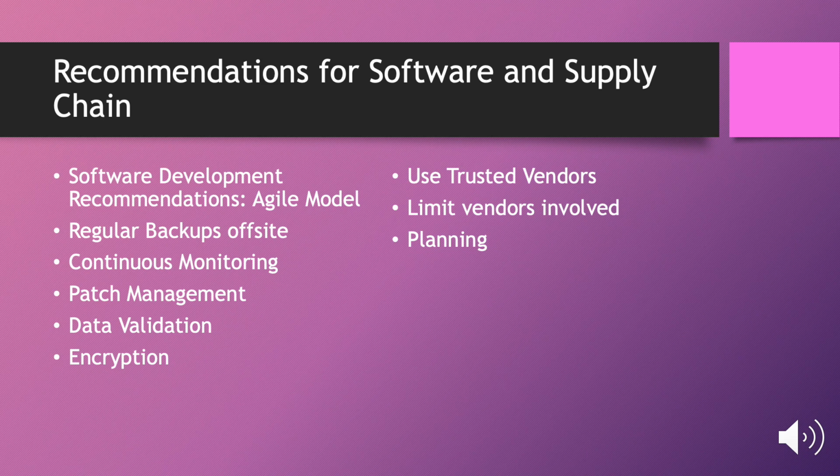Recommendations for software and supply chain. The organization has chosen to use the agile method for software development. The Agile method allows developers to make changes at any time. Vulnerabilities can also be corrected as they come up. This model was chosen because of its reputation, and the chances of making errors are lower, because one phase is focused on at a time.